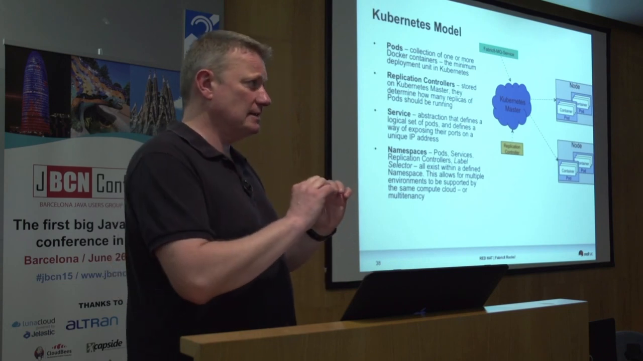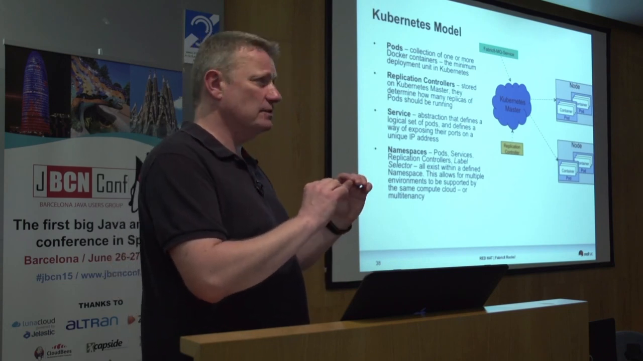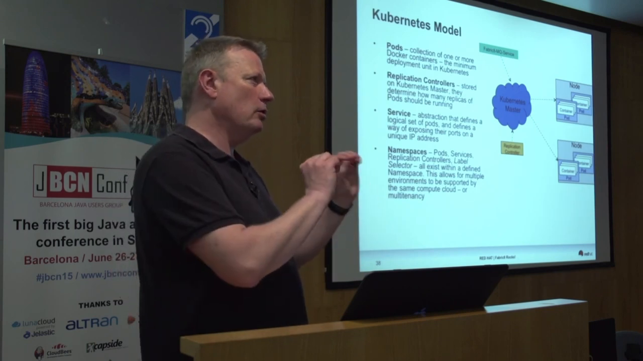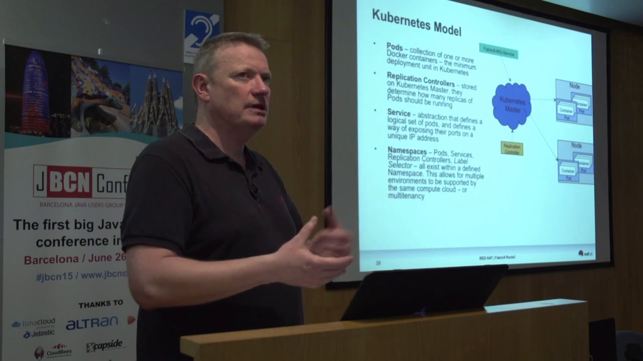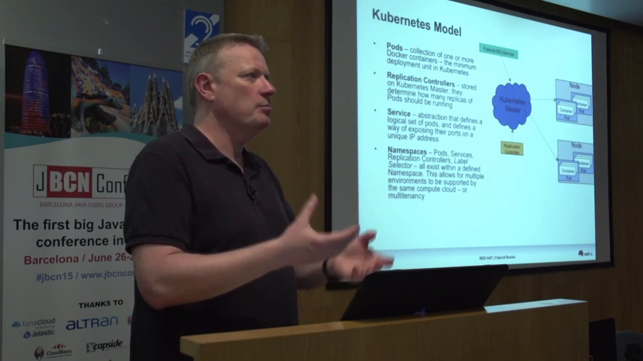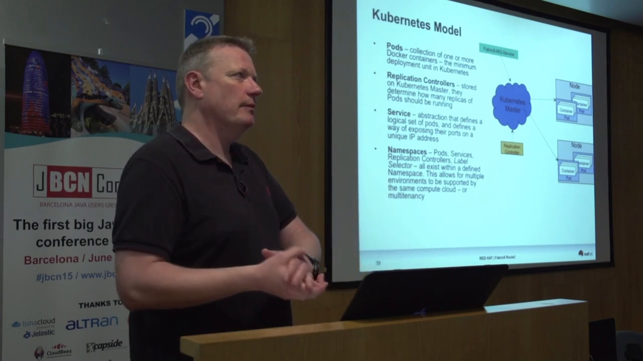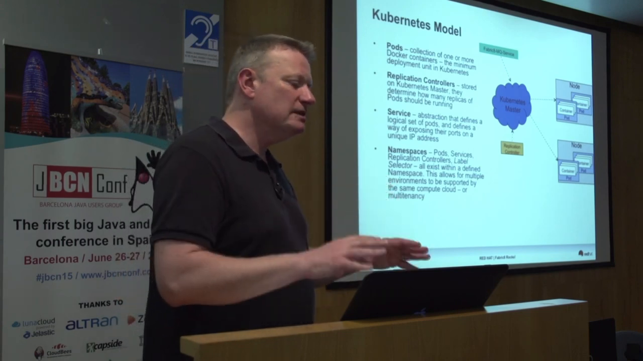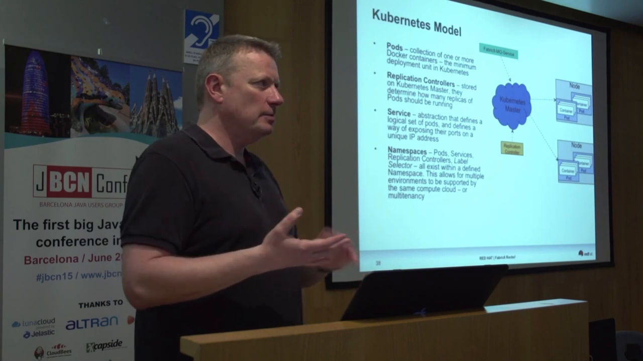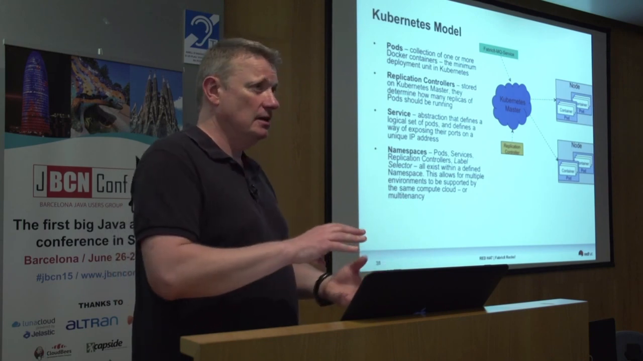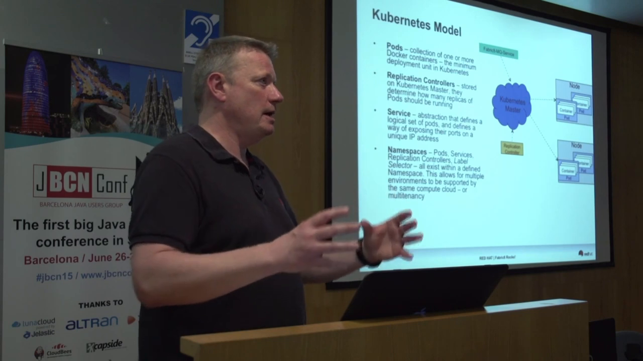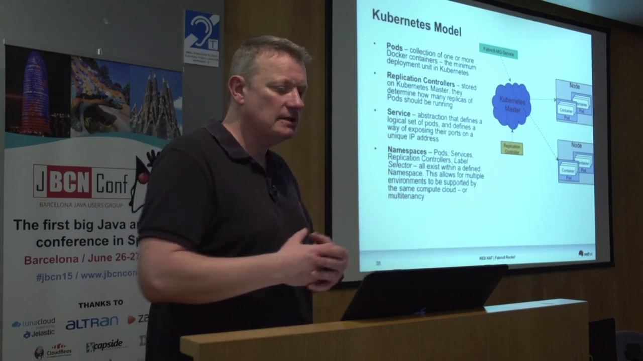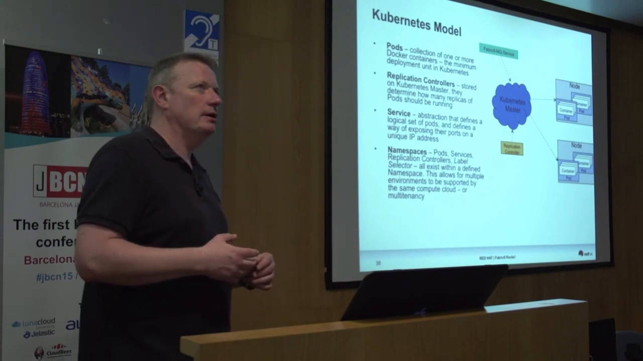The other thing it does is have a service, which is an abstraction to define these logical pods. It gives it a well-known name, and so you can route to a particular service, and Kubernetes will work out the best way to route to the pods at the back end which are providing that service. And to provide multi-tenancy, all your pods, replication controllers, and your services can be co-located together in one namespace. So Kubernetes itself can support many namespaces. It's a way of doing multi-tenancy.